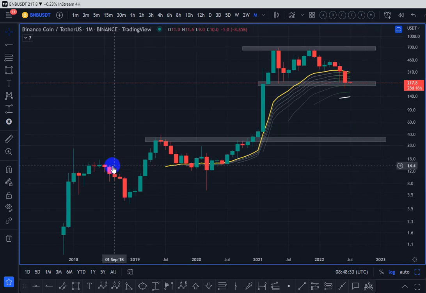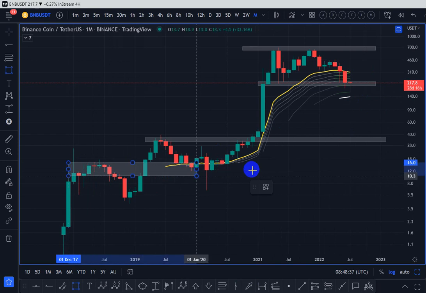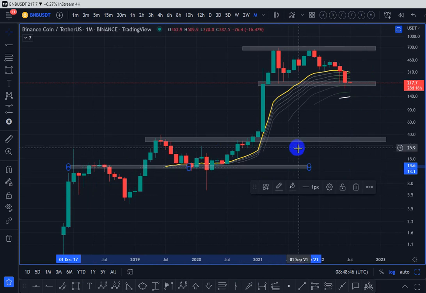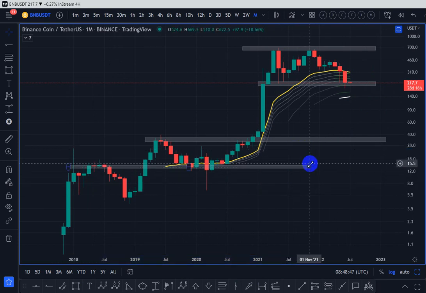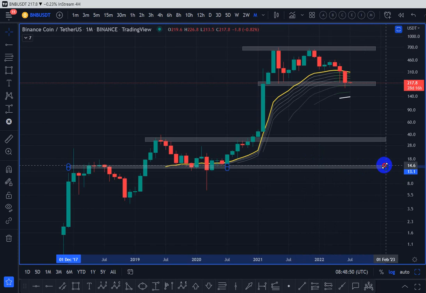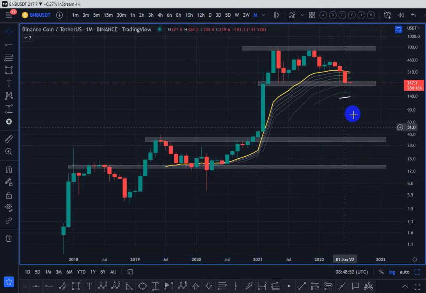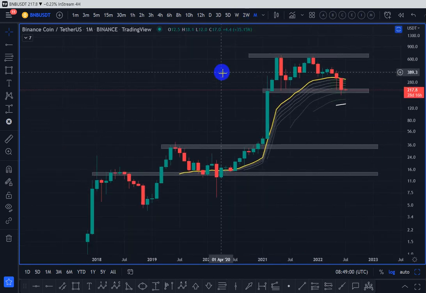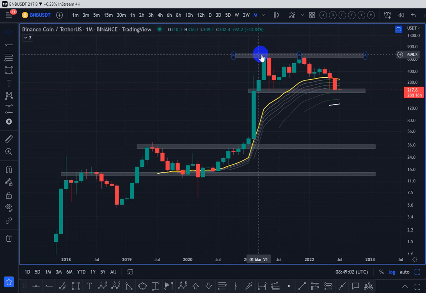Okay, what's next? Definitely this area. Well, that's gonna be a pretty long area over here. And so on. You can mark any other areas. I'm not gonna do it right now because I don't even know if the price will fall this low. So that's what it is for the 1 month time frame with the areas.